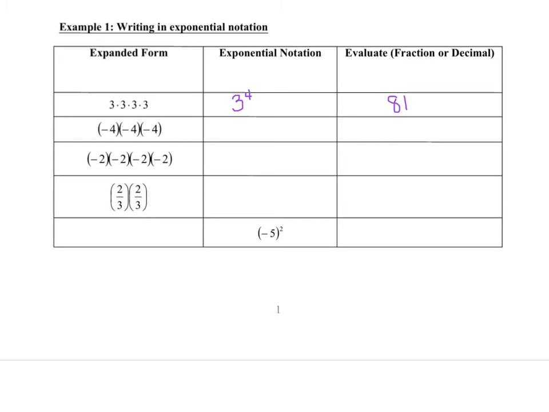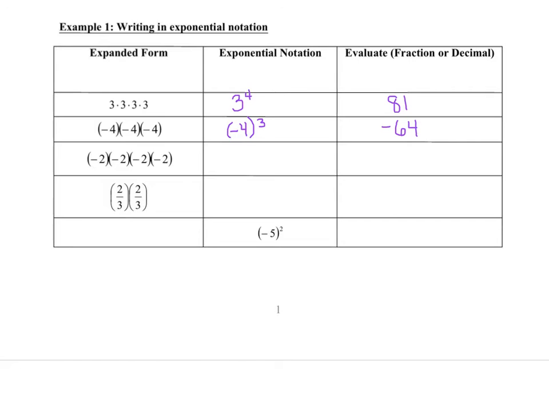Let's go to the next one. It says negative 4 times negative 4 times negative 4. Our base is going to be negative 4, and you want to keep it in the parentheses. Then how many times do you repeat negative 4? Three times. So our answer is negative 4 to the third power. Now to evaluate, you're going to multiply negative 4 times negative 4, which is a positive 16, and then times negative 4 again, which is a negative 64.